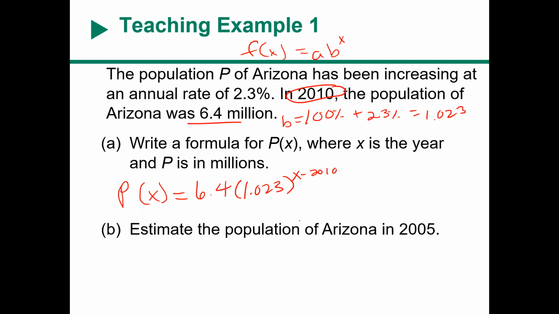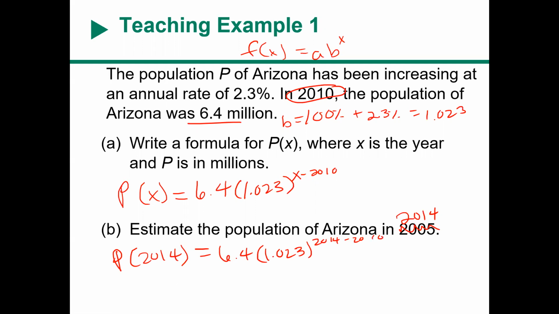Okay. Now it wants us to estimate the population of Arizona in 2005. So I want to be able to estimate that population. And I didn't mean 2005. I wrote 2014. That's a typo. I don't know why I wrote 2005. Estimate the population of 2014. So we have P of 2014 equals 6.4 times 1.023 to the 2014 minus 2010.